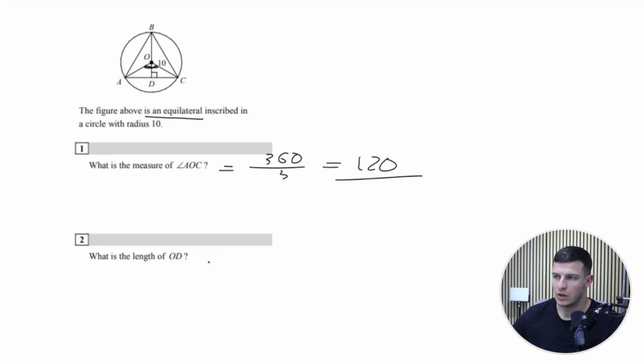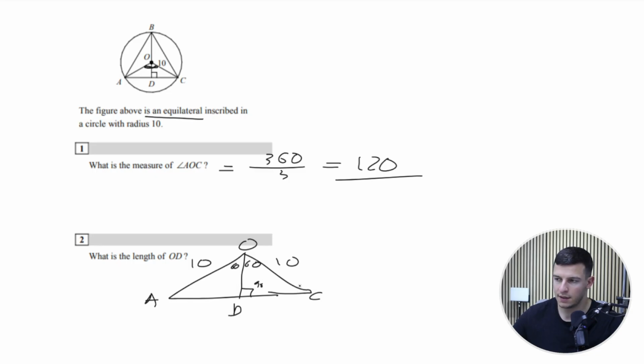What's the length of OD? Now what is OD? If I isolate this triangle AOC, OD is the height of this triangle. We know this is 10, we know this is 10. We know this angle is 120, which means each of the others will be 30. If that's 60, this is 90 because it's a height. So from the 30, 60, 90 triangle, we know that the side in front of 30 is half of the hypotenuse. So this is going to be 5.